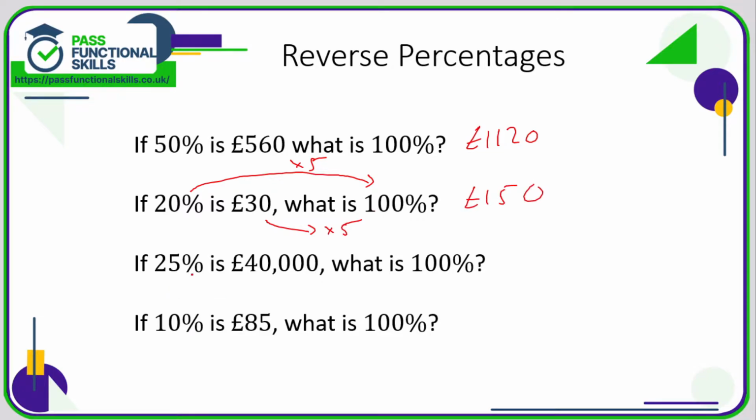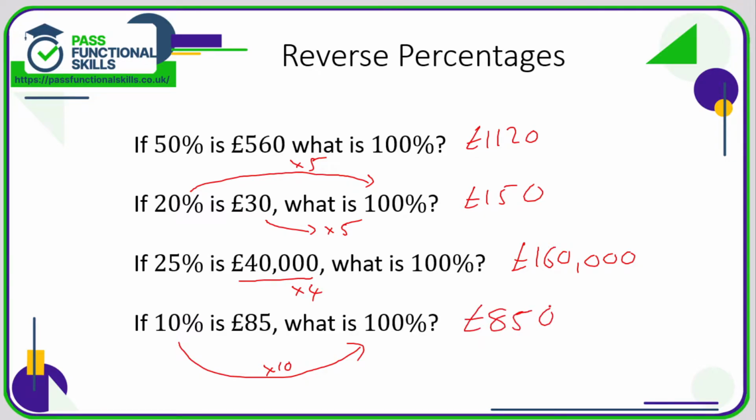25% is a quarter, so if this is a quarter, then the full amount must be this figure here multiplied by 4, £160,000. 10% is 10 times less than 100%, or 100% is 10 times more than 10%. So if 10% is 85, then 100% is going to be 85 multiplied by 10, 850.